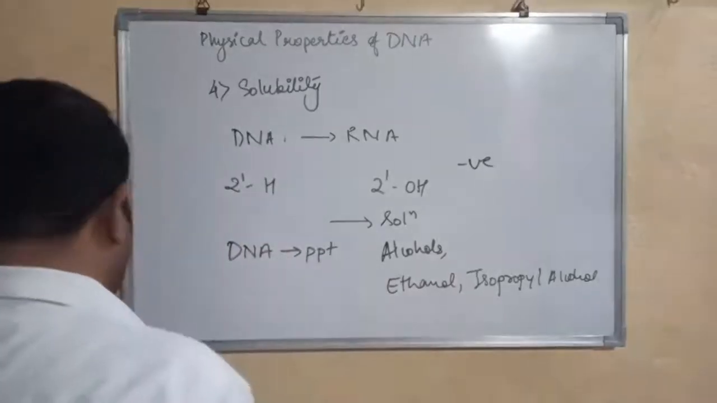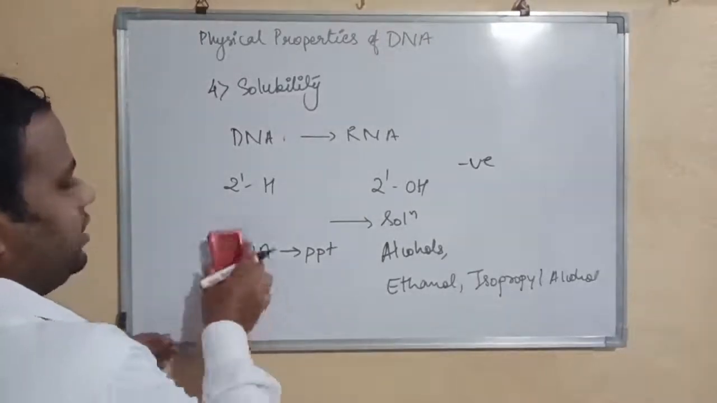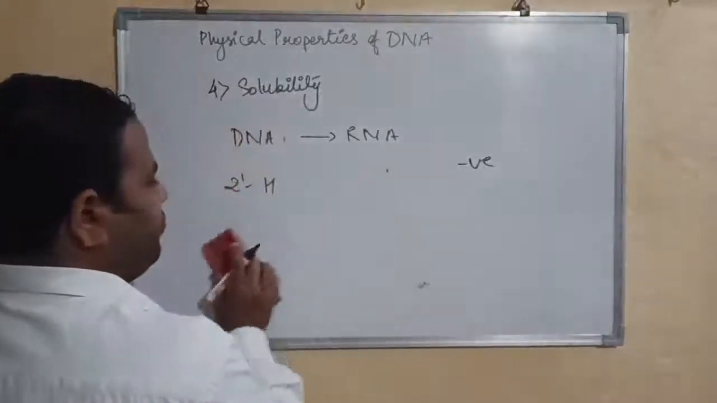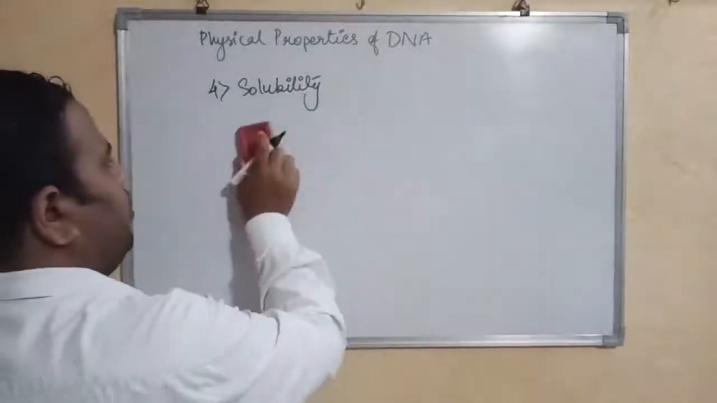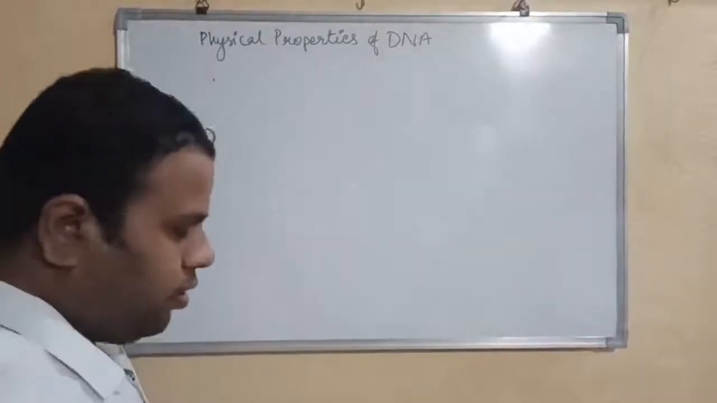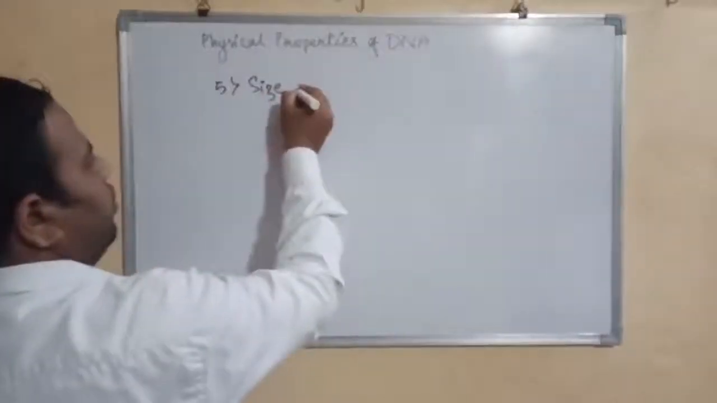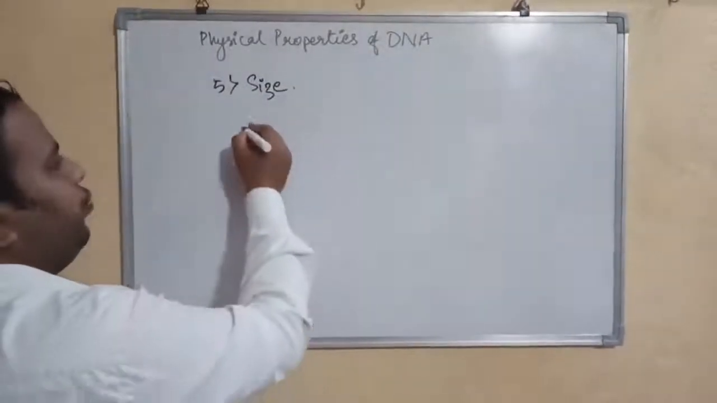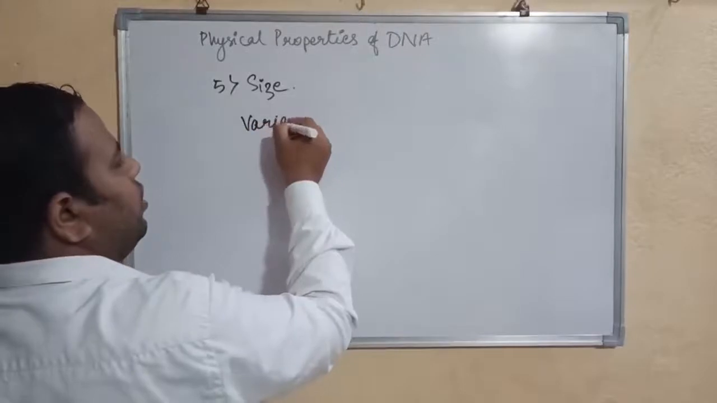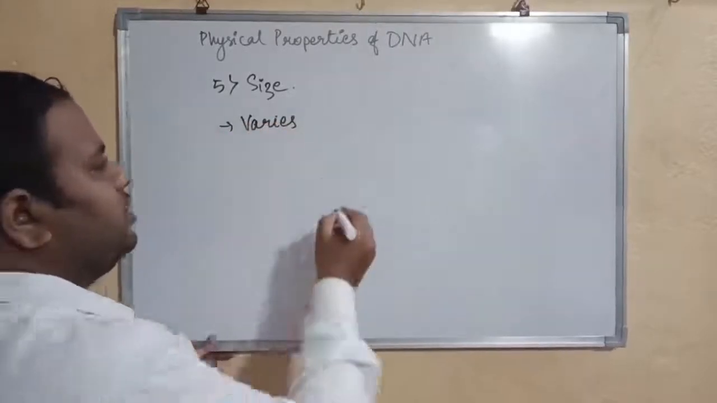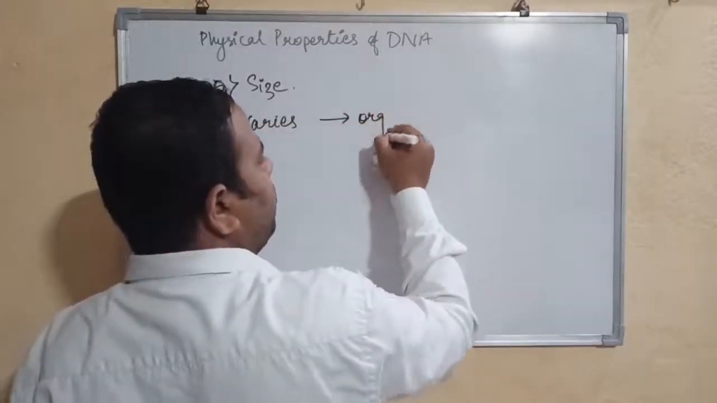Let's see the next physical property, that is size of the DNA. Next physical property is size. DNA varies based on size. So how does DNA vary? It varies from organism to organism.